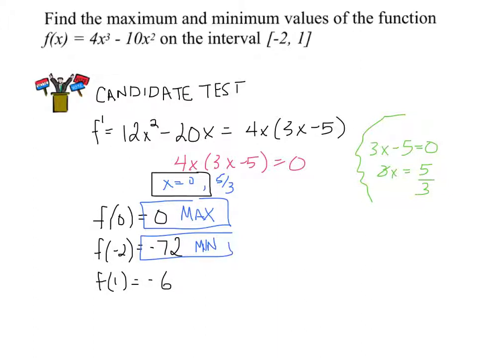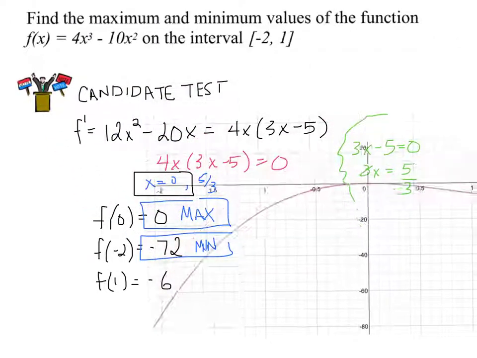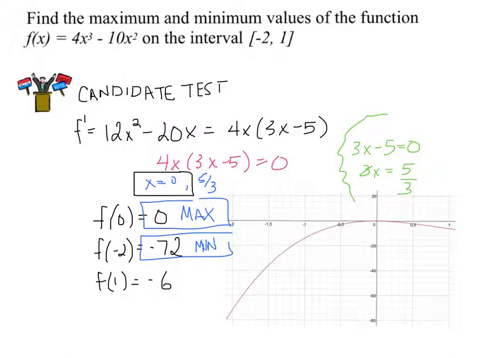Now, I did graph this. I wanted you to be able to see what that looked like. So let me grab the graph. And what you can see here in this graph is that negative 2 is absolute in this interval from negative 2 to 1. That is the absolute minimum. It comes up at 0. We hit a maximum, and then we come back down. And negative 6 to us right now is nothing. But the absolute minimum occurs at negative 2, negative 72, and the maximum is at 0, 0.